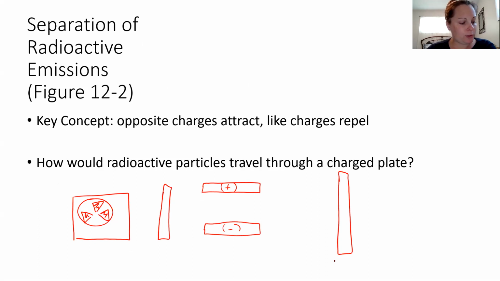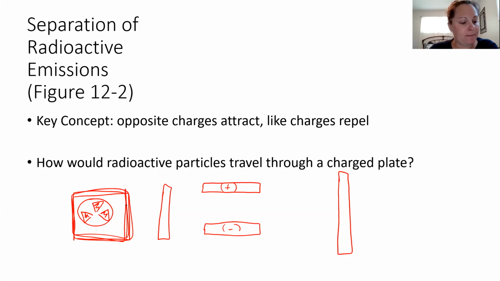Figure 12.2, I went back and forth if I wanted to go over this, but I feel like I should, shows what happens when you separate radioactive emissions. And this just has to do with knowing the charges of the particles. So what they have here, and I've tried my best to recreate it, the key concept here is that opposite charges attract and like charges repel. So if I have a radioactive substance in my lead box here, and I allow it to travel through charged plates, how would each of the three particles travel through the plate?